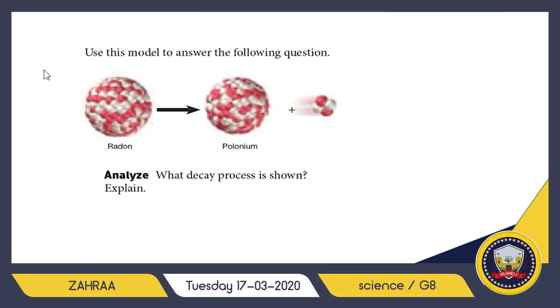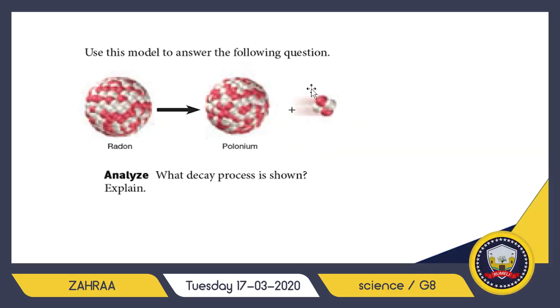So here we have this question, guys, and let us try to answer it together. Use this model to answer the following question. What decay process is shown and explained? Here we have an element called radon. Radon will emit particles here and it will convert into a different element called polonium.